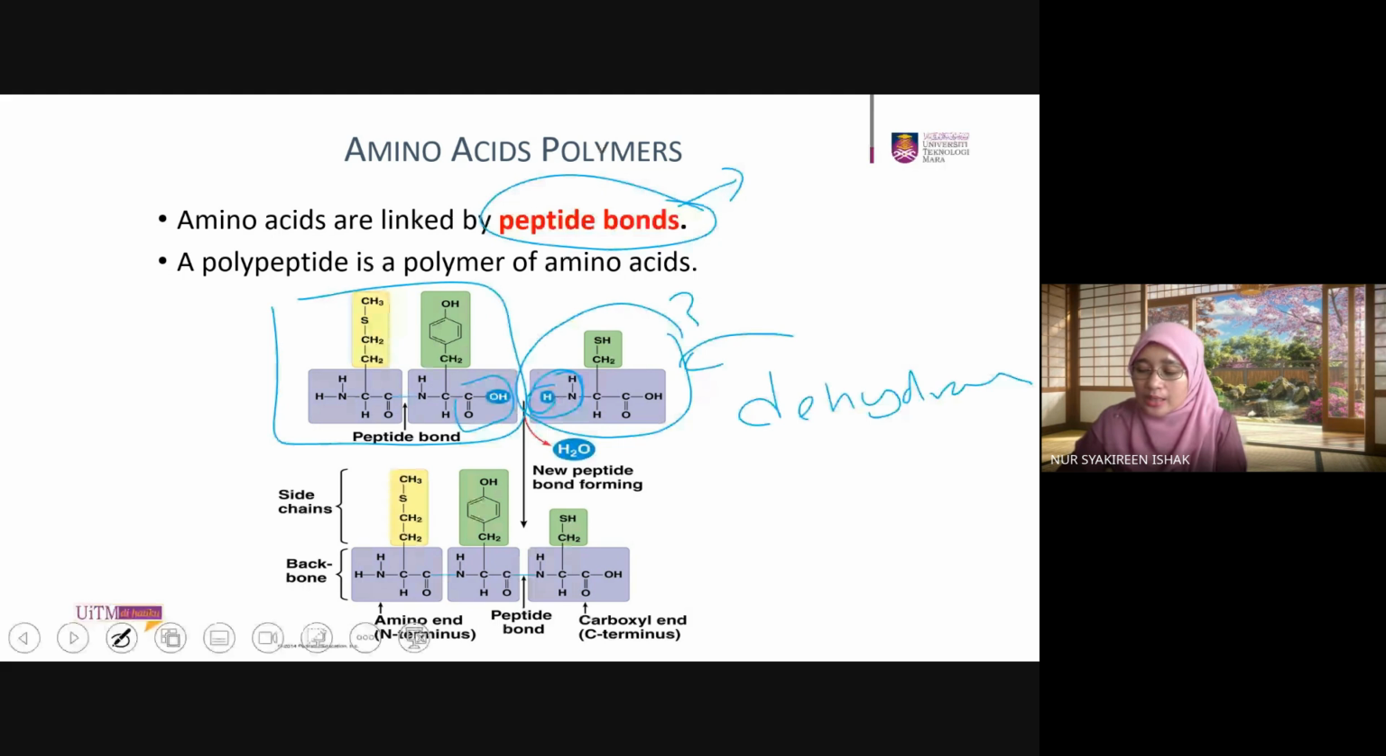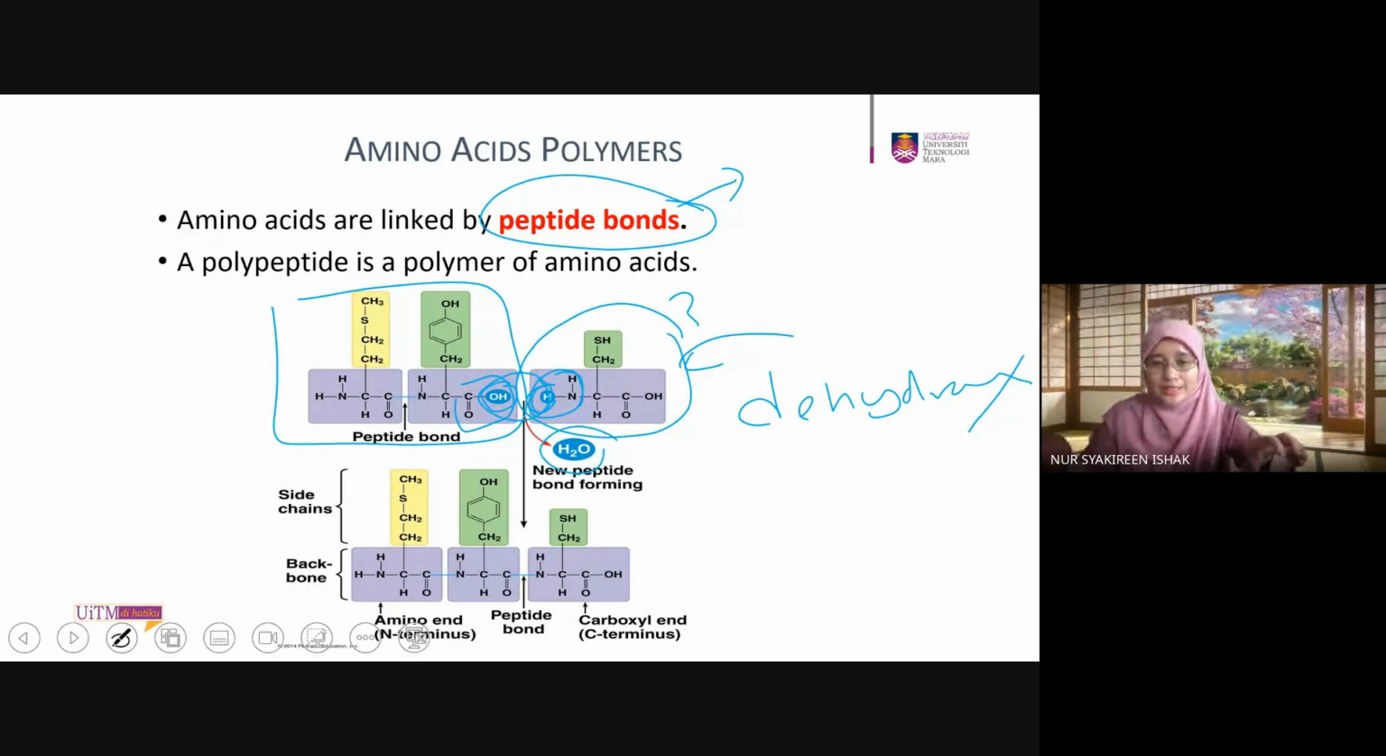Dehydration, or another term you can use is condensation, where the reaction involves the formation of a bond and the release of a water molecule. OH will be removed from the carboxyl group, hydrogen will be removed from the amino group. They both will be removed and form a water molecule.